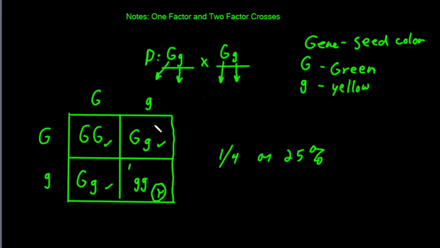All right, that is how we work one-factor crosses. Hopefully that was a helpful review. And now let's go ahead and move into part B, two-factor crosses. These will involve two genes at the same time. So maybe this time seed color and also plant height, or seed color and also seed texture, or plant height and fruit shape. It could be, who knows? But any two traits. So we're looking at dihybrid, which will be two traits.